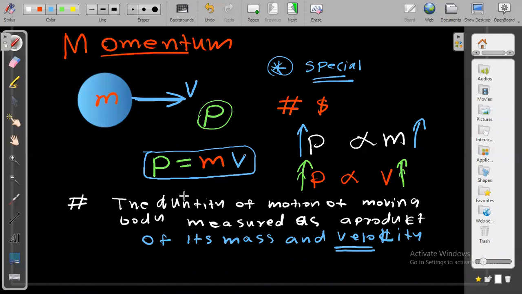Okay. Say that again for the very last time: the quantity of motion of a moving body measured as a product of its mass and velocity. So as you know, when you increase the mass, momentum increases. As you increase the velocity, momentum also increases. Let's see that.